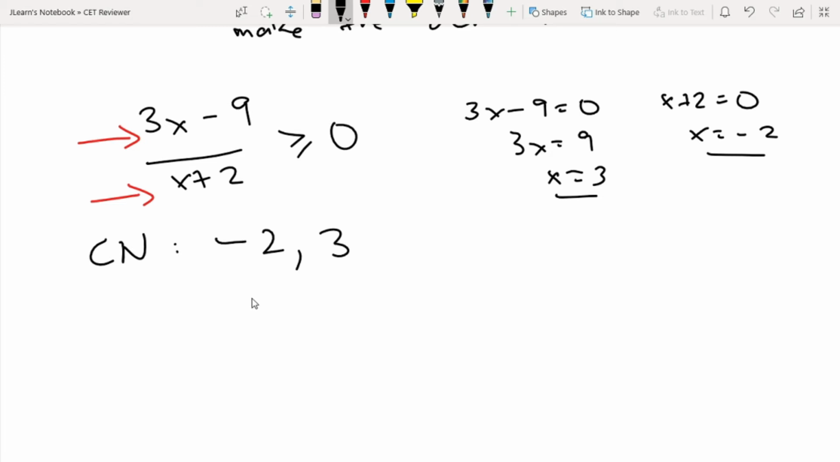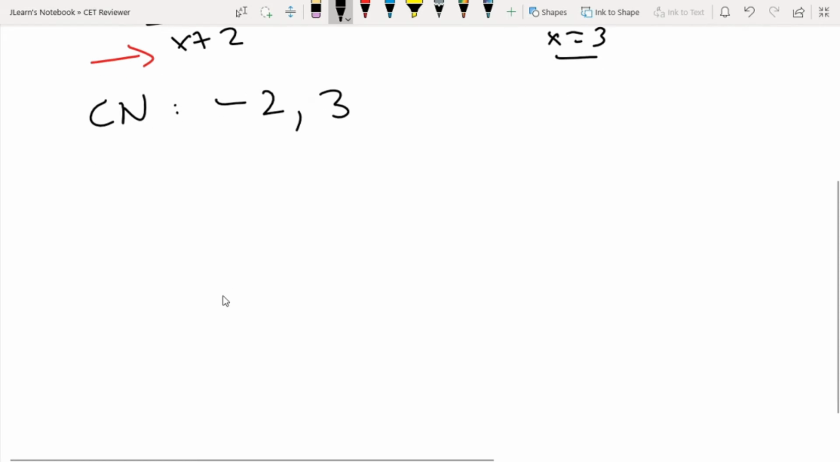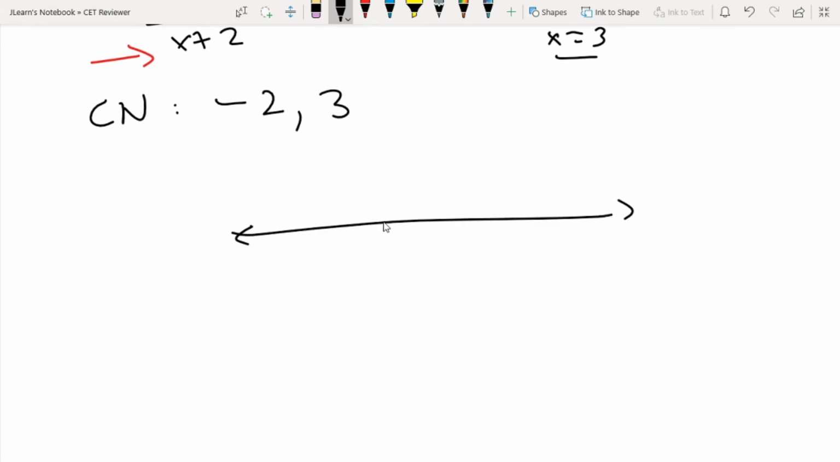Okay? So, interval method, meron kang number line, tama? Mahati siya into 3 regions. So, negative 2 dito, dito 3. So, region 1, region 2, and region 3. So, mag-test tayo sa region 1. So, let's say x is equal to negative 3.